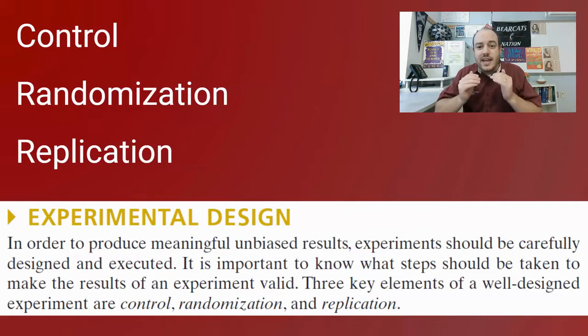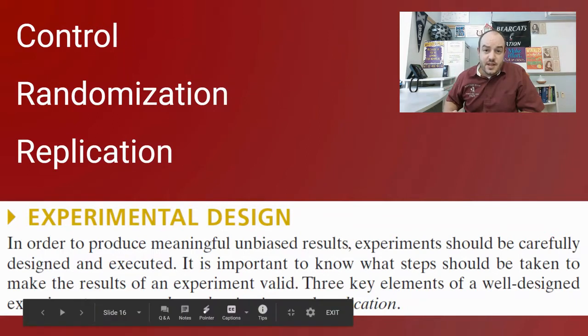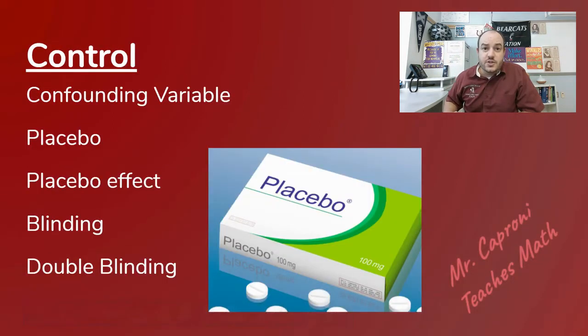Now, I'm going to break each one of these down, but these are the key elements that make an experiment legit. The first one we're going to talk about is control. Control is important because there are so many things in the real world that can ruin an experiment. How can you maintain control? These important vocab words will help us get there: confounding variable, placebo, placebo effect, blinding, double blinding.